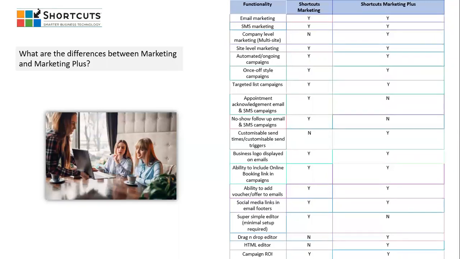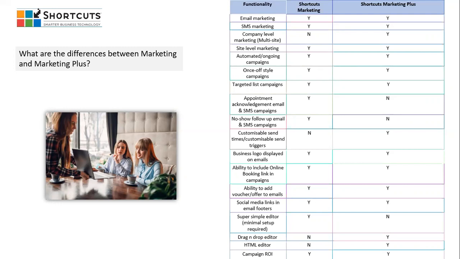Of course, email marketing, normal Shortcuts marketing and Marketing Plus, absolutely, we can do them via email. SMS marketing, yes, it is across both platforms. But company level marketing, so if we've got multi-site users, now I know we've got some of our multi-site users on here, that basically just means if you've got more than one salon. Shortcuts marketing, no, but Marketing Plus, yes, absolutely. We open up doors to head office accounts, multi-salon sites, anything along those lines. Site level marketing, yes, of course, that goes without saying.